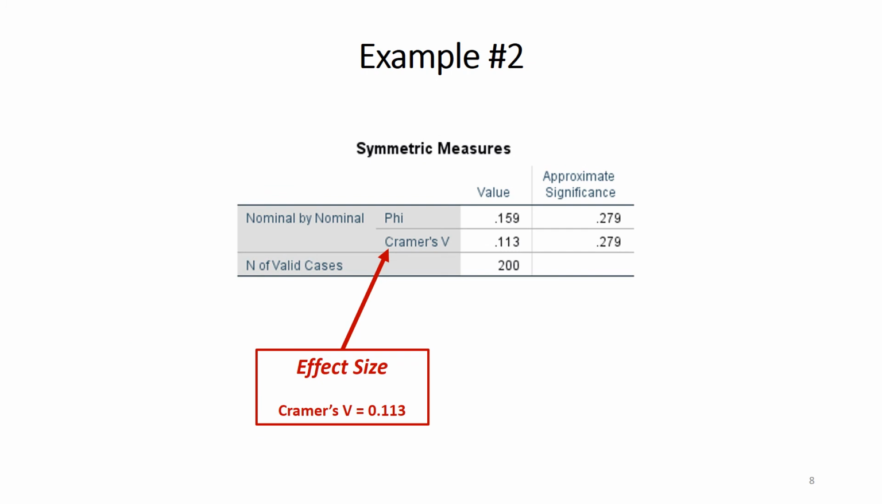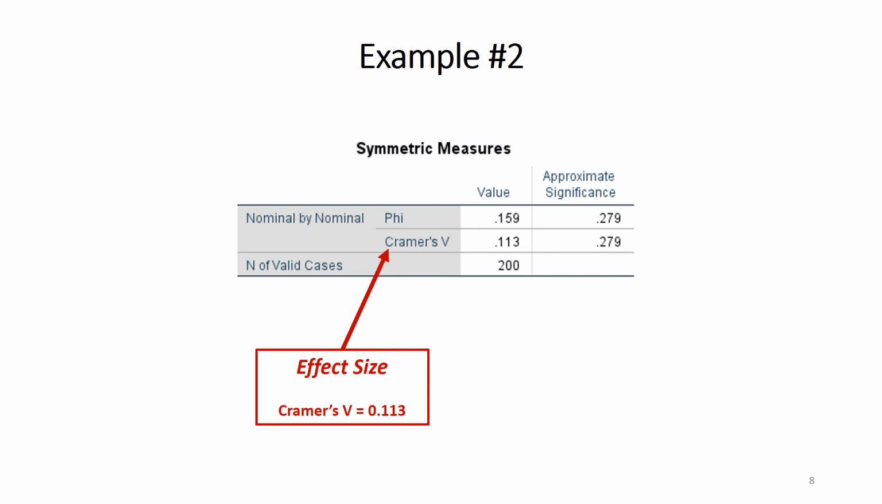And finally, we have our symmetric measures or effect size measures box. And once again, we would report the Cramer's V. And the Cramer's V, you'll actually notice, perhaps it's not surprising, is a little bit smaller than the one that we saw in our previous example, but also you may recall that in this one, we didn't have a significant finding, so that is indicative of that. Our Cramer's V value here is 0.113, so we should go ahead and report that with our findings.